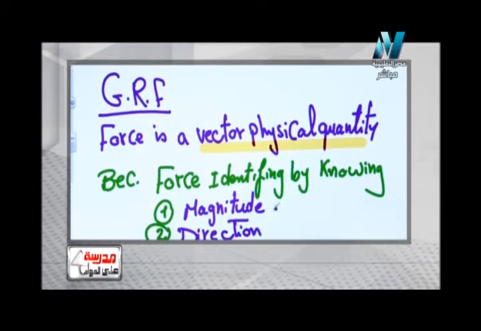So we know now how we can differentiate between vector and scalar physical quantities. Okay, Mr. Muhammad, can I ask you? How can we differentiate between displacement and distance? This is a good question from Mr. Wael. How can we differentiate between distance and displacement?